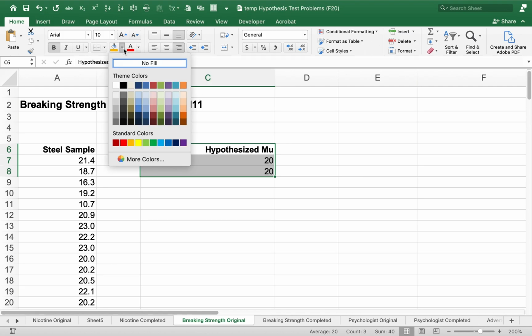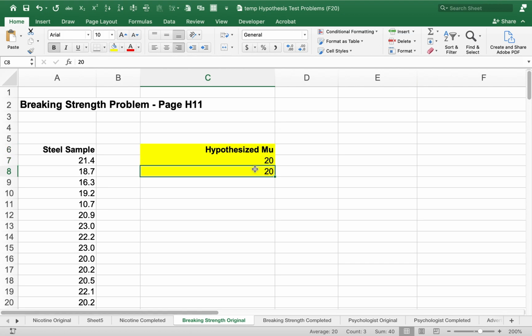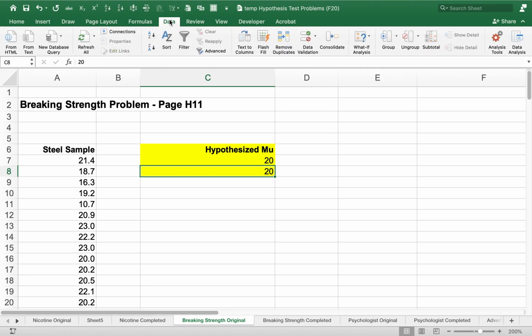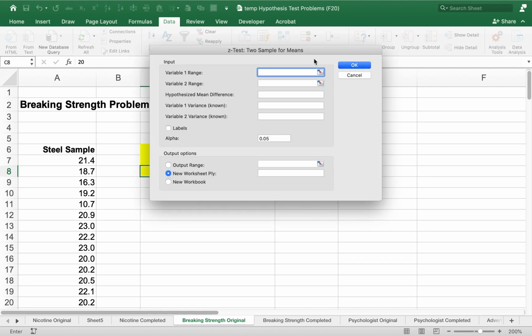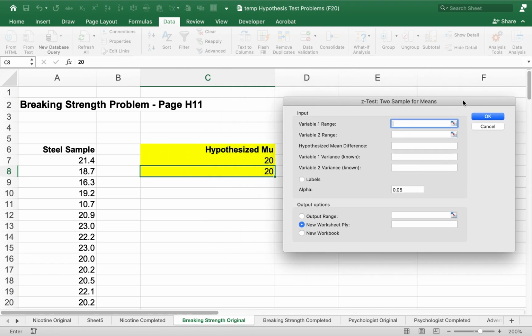So again, you only have to do it once if you know what the sigma is. You only have to put in 120, but let's just be consistent and put in 2. So now what we do is we go to data analysis, and then instead of using the t distribution, the t-test, we're going to be using the z-test: two sample for means. It's got a little bit more here, but most of it is the same.